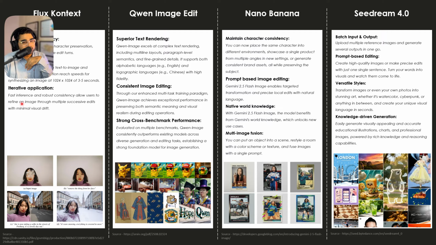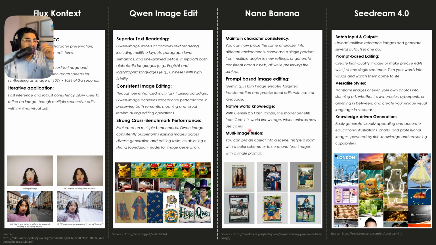Okay, and now let's see what all of these 4 models offer, and this is according to them. I've only copy pasted the text. So FluxKontext is good for character consistency. Right now it is not so much. Interactive speed, which again all of them can do. Iterative application, all of them can do. Qwen says it's good for superior text rendering. I think I need to give it to Qwen for doing text really well, and you will see later on in the test. Consistent image editing, all of them can do. Strong cross benchmark performance, subjective. NanoBanana maintains character consistency, really good for characters. Prompt based image editing, all of them can do.